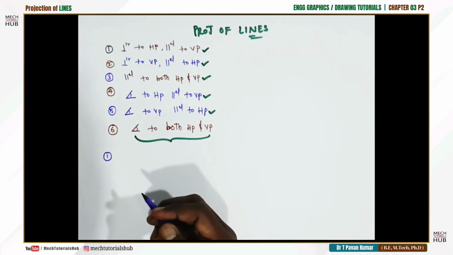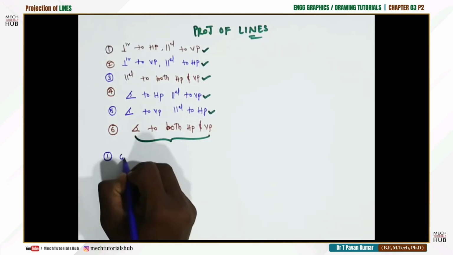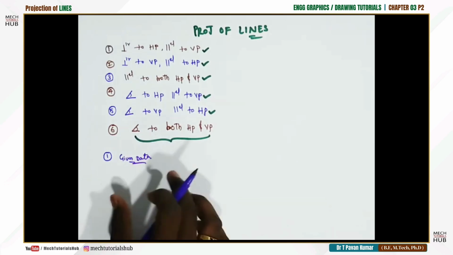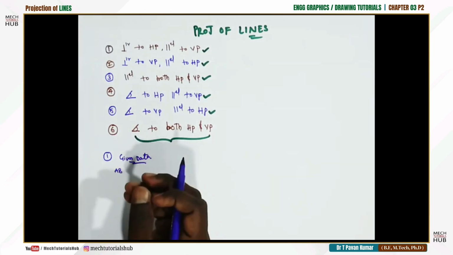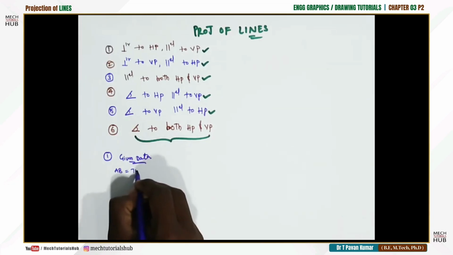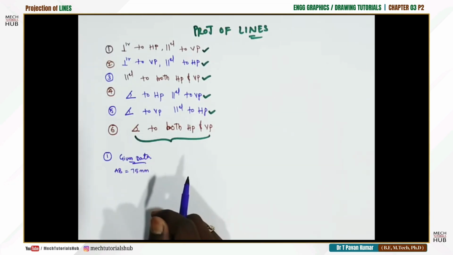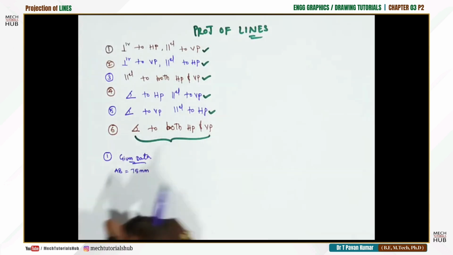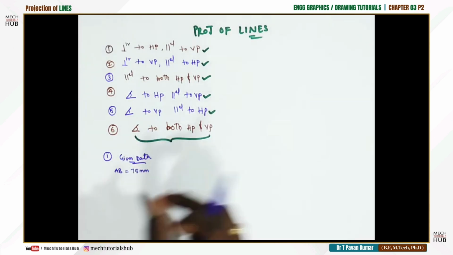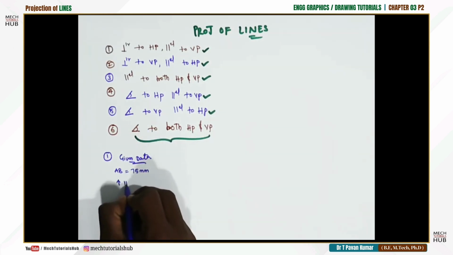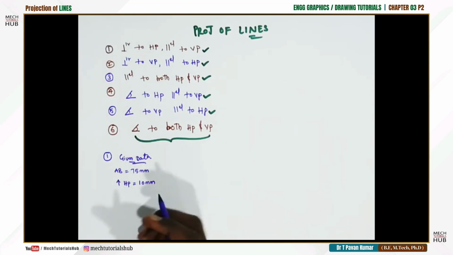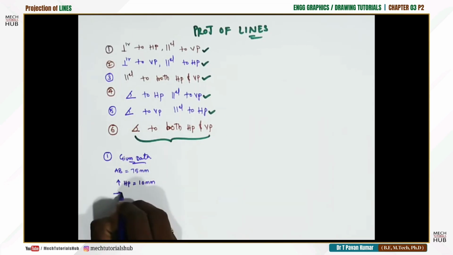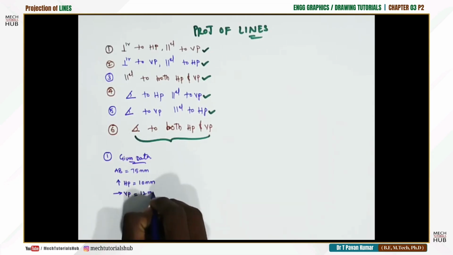A line AB of 75 mm length. I'll try to write the given data, not the complete question, just the content. AB is 75 mm, which is placed at a distance of 10 mm above the HP and 12 mm in front of VP. Above HP, 10 mm. This is the indication of above, for my understanding. In front of VP, 12 mm is given in the question.